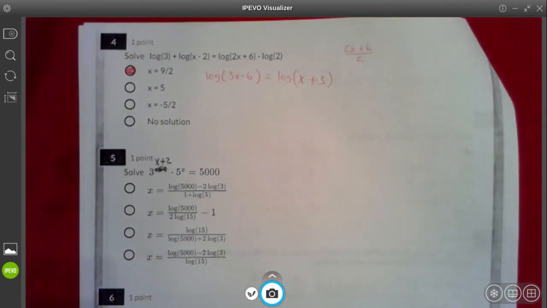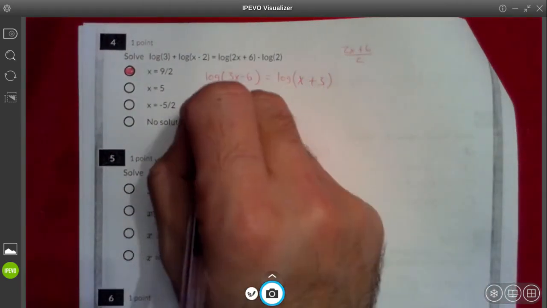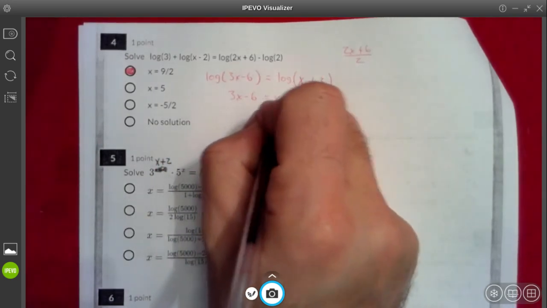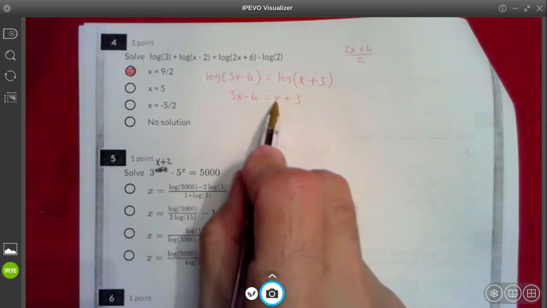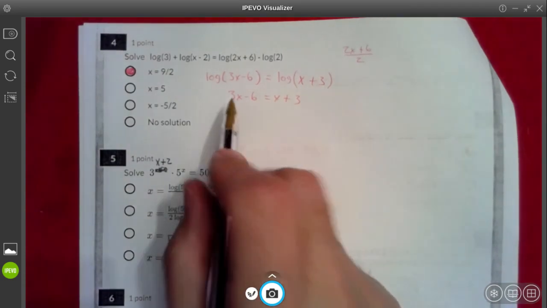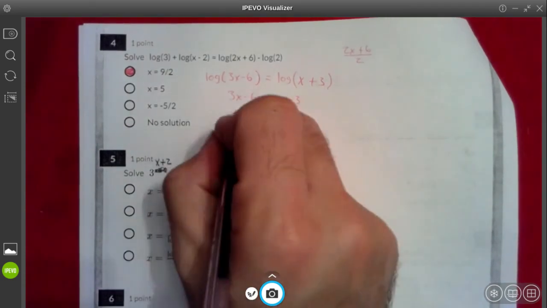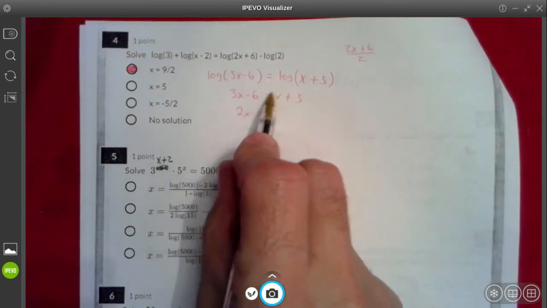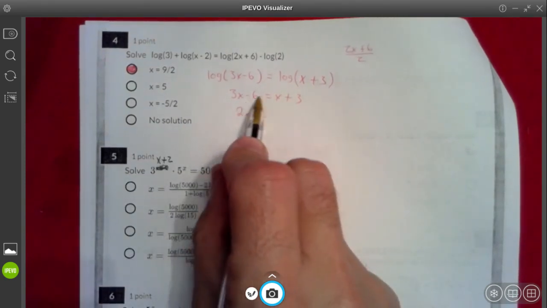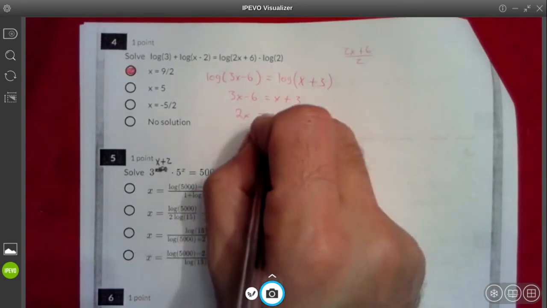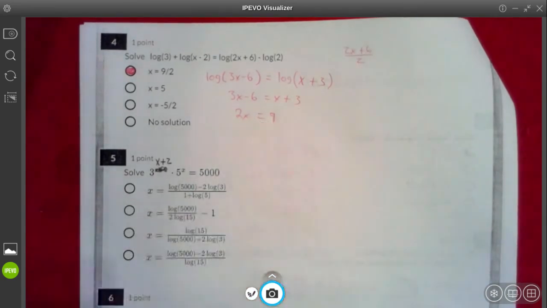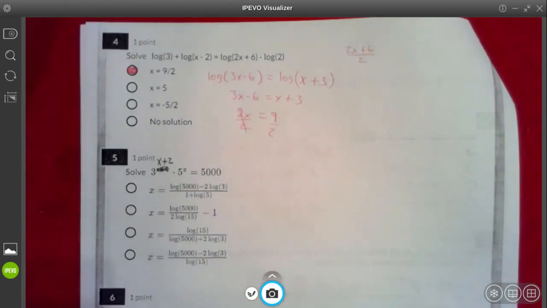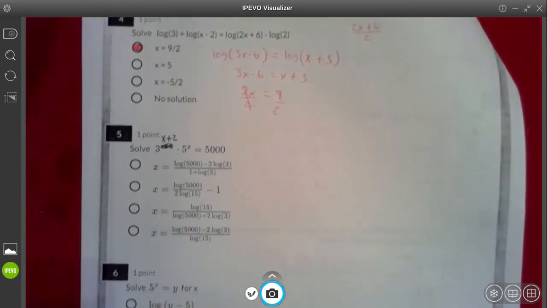Now you can drop the logarithms and solve for x. You got log on both sides. 3x minus 6 is equal to x plus 3. We're going to move all of our x's to one side. So subtract x, and you'll get 2x. And we're going to move our regular numbers to the other side. So plus that 6 to the other side. 3 plus 6 will be 9. Then you'll divide by 2. And that's where we get our 4.5, 9 over 2.